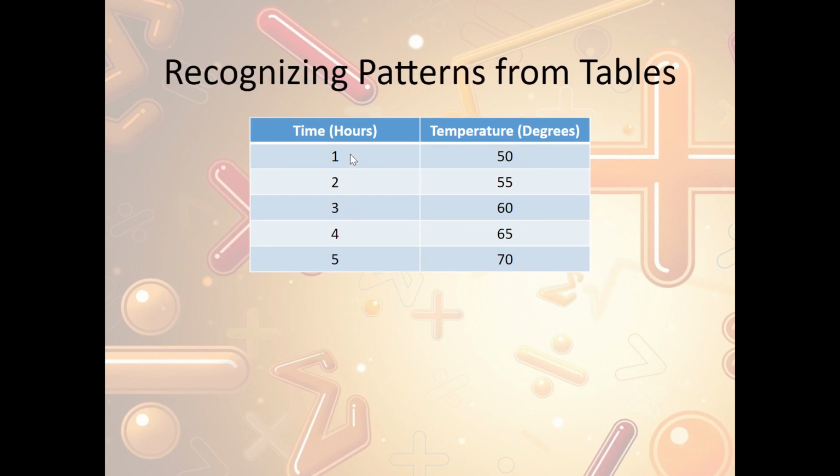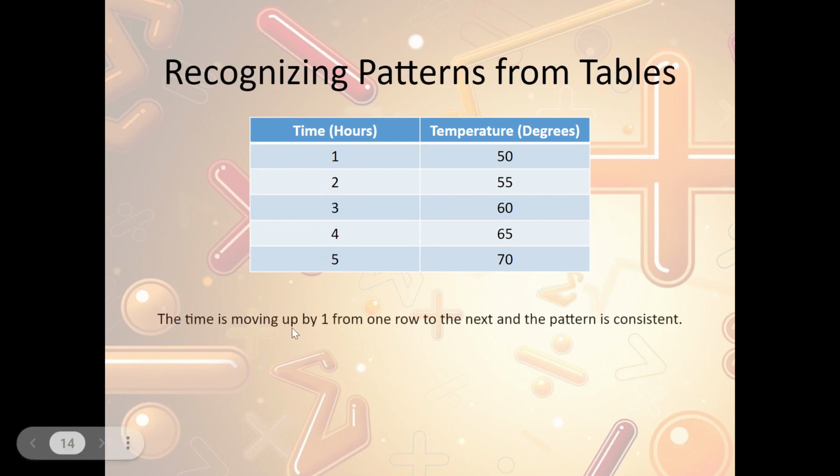So in this case, we're going to try to recognize what pattern we see in the columns. If we look here at the time, we see that each time we go down one level on the rows, we're adding 1. So we could say that time is moving up from one row to the next, and the pattern is consistent, right? We didn't add 1, add 2, and then add 1. We're consistently adding 1.